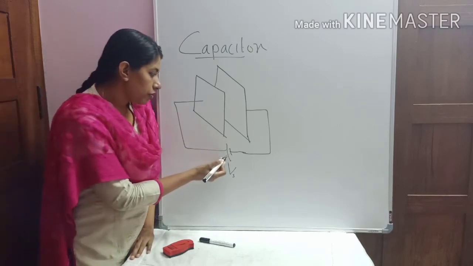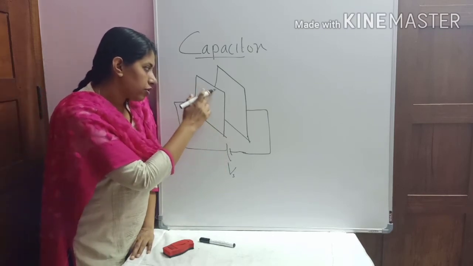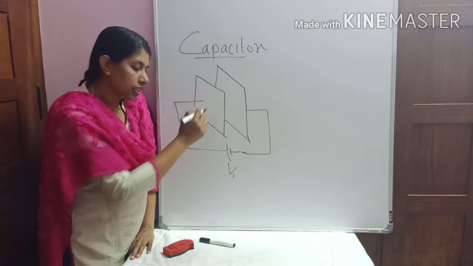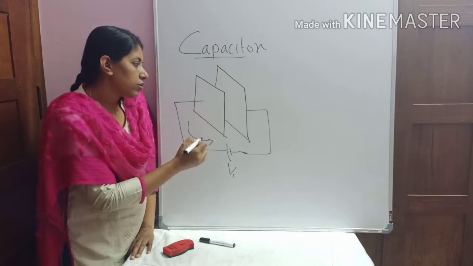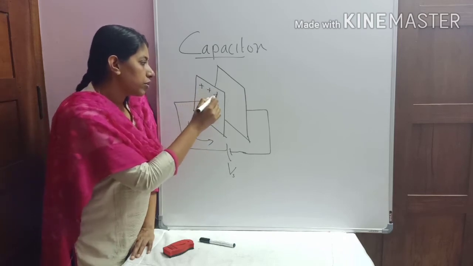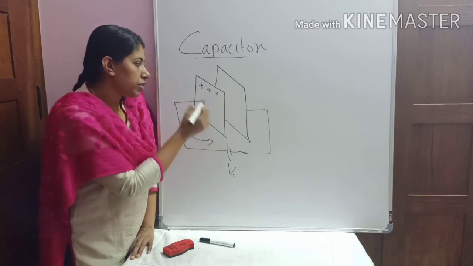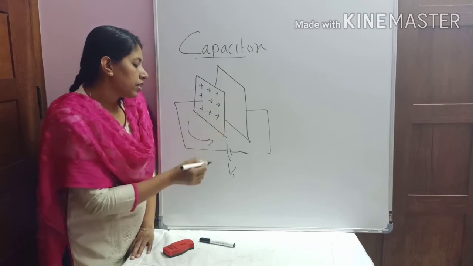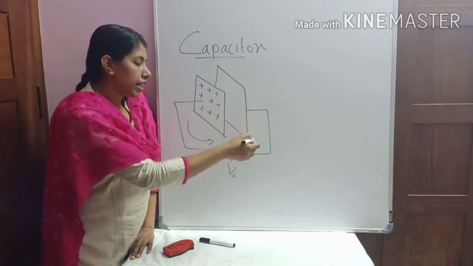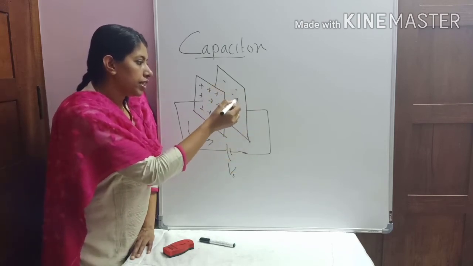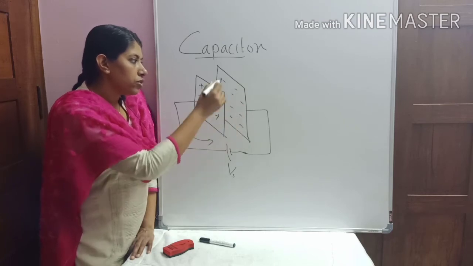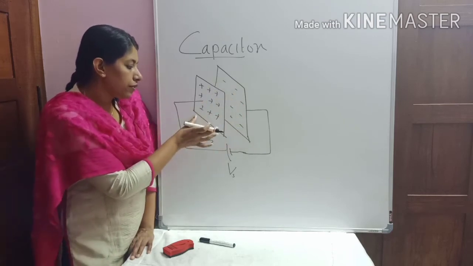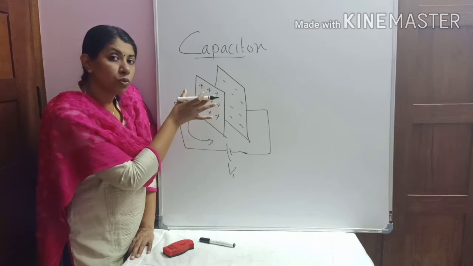The positive terminal of the battery will attract the free electrons in this conducting plate towards it, right? So this plate will acquire some positive charge because electrons are moving out of it. Now these electrons will be repelled by the negative terminal of the battery, and they will get deposited on the other plate. So this will be of negative charge. If the plate is large, it can store more charge on it.